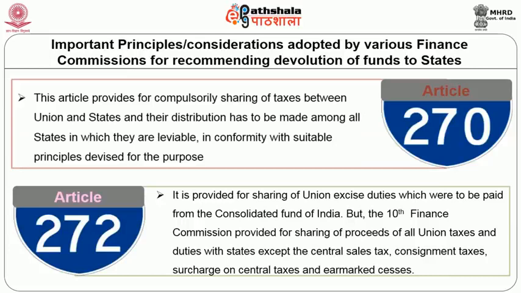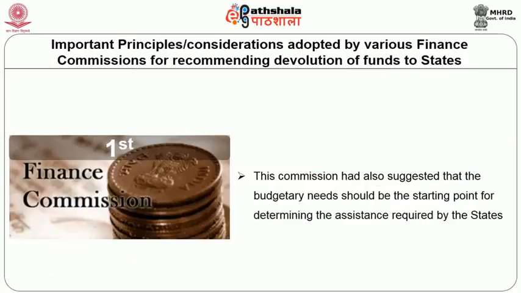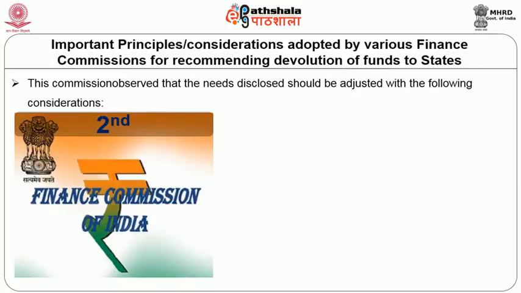Article 272 provides for sharing of Union excise duties which were to be paid from the Consolidated Fund of India, but the 10th Finance Commission provided for sharing of proceeds of all Union taxes and duties with states except the central sales tax, consignment tax, surcharge on central taxes and earmarked cesses. The first Finance Commission had also suggested that the budgetary needs should be the starting point for determining the assistance required by the states. However, the Second Finance Commission observed that the needs disclosed should be adjusted with the following considerations.